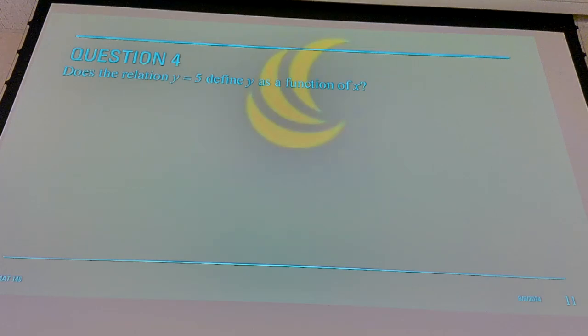y equals 5. So is it a function? This is a function. It's true there's no x there. But if I say when x is 8, what's y? When x is 20, what's y? Each x value is only giving you one y value, right? So this is a function. Specifically, this is called the constant function.